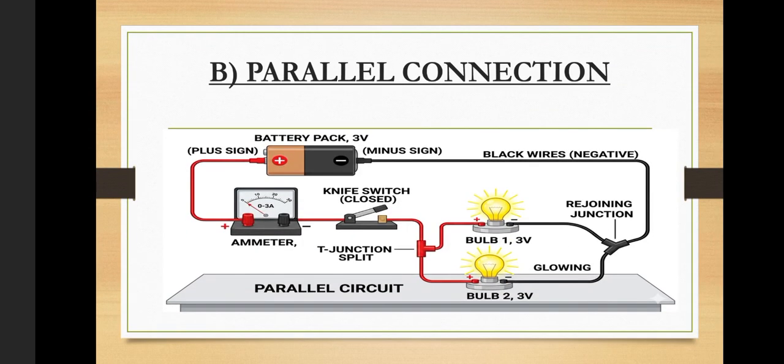Now, I want you to pay attention again in our second diagram that we are having here. And I want to draw your attention to the bulbs. We have bulb 1 and we have bulb 2. These two bulbs have been arranged in such a manner that one bulb is below the other one, or in other words, the two bulbs have been arranged in such a way that all of them are parallel to each other. So whenever we are having a connection whereby the components of an electric circuit have been arranged parallel to each other, that type of connection is what we normally call a parallel connection.